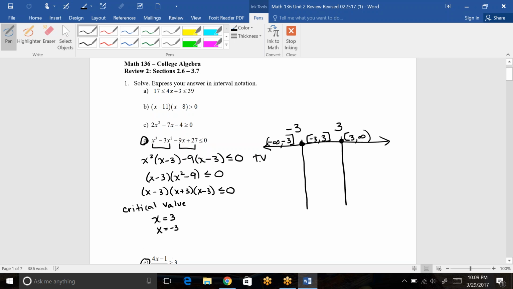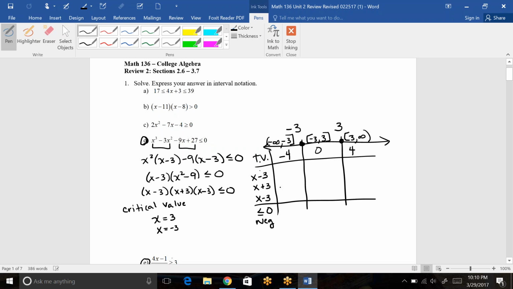You then pick a test value that has to exist in each region. So something smaller than negative 3, since this is to the left, I would use negative 4. Something between negative 3 and 3, I would use 0. Something bigger than 3, I would use 4. You then write all 3 of your factors. Even though these are repeats, they each affect the sign. So x minus 3, x plus 3, x minus 3.